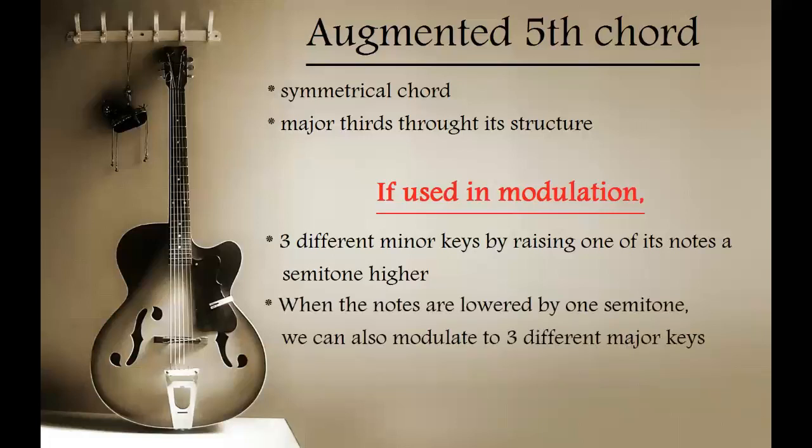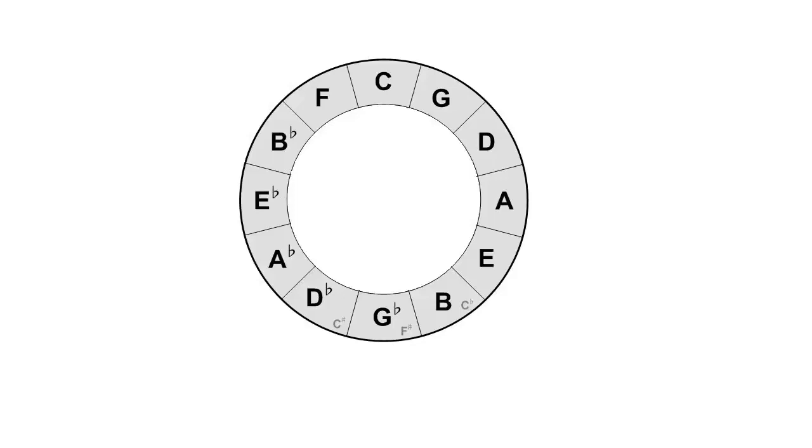When the notes are lowered by 1 semitone, we also modulate to 3 different major keys that are relative to the minors that come from raising the notes. Lastly, using the circle of fifths, we can again use a reverse engineering method to determine our modulation techniques precisely.